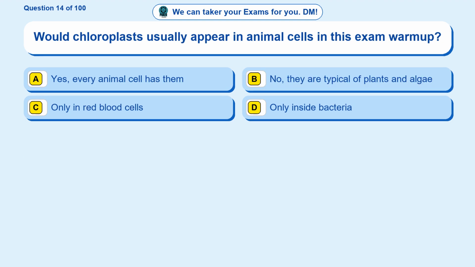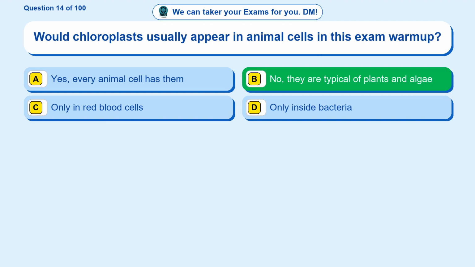Question 14. Would chloroplasts usually appear in animal cells in this exam warm-up? Option A. Yes, every animal cell has them. Option B. No, they are typical of plants and algae. Option C. Only in red blood cells. Option D. Only inside bacteria.